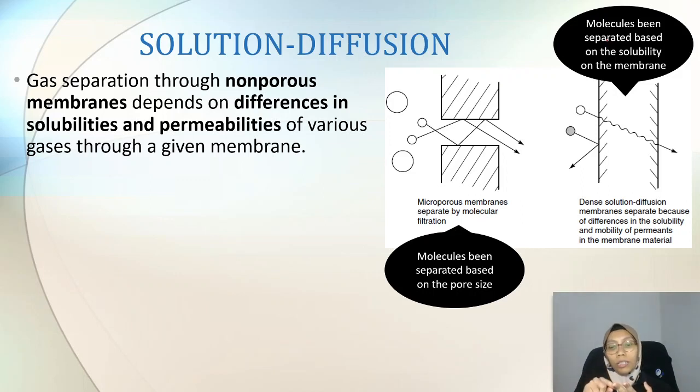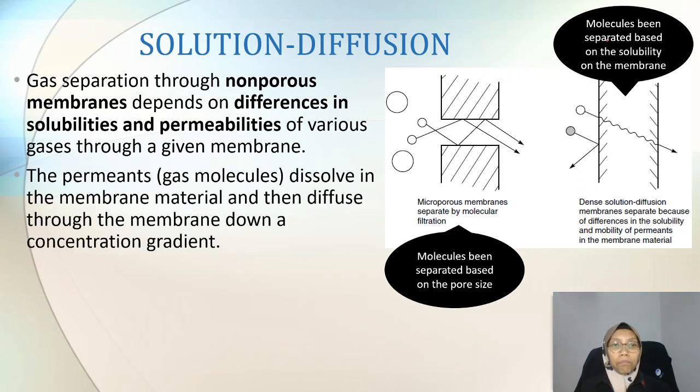CO2 permeability on the PVDF membrane, and the solubility of CO2, is different on other types of polymer membrane such as polysulfone, etc. That's why gas separation using this mechanism is quite successful and has been used widely in industry. So, how does the mechanism of this solution diffusion work?